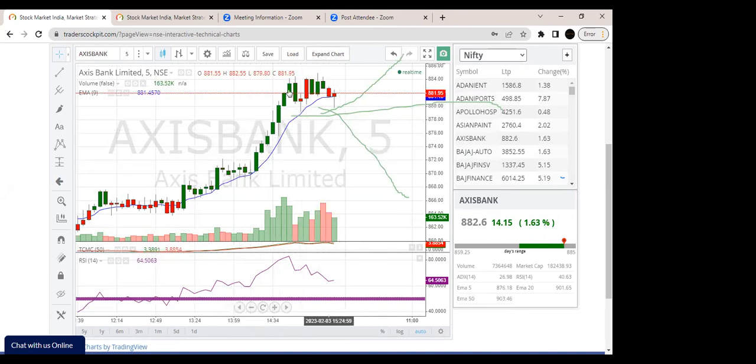Someone is drawing on the charts. I think Ajit, I guess. Ajit sir, please don't do anything. Please mute yourself and don't draw on your charts.